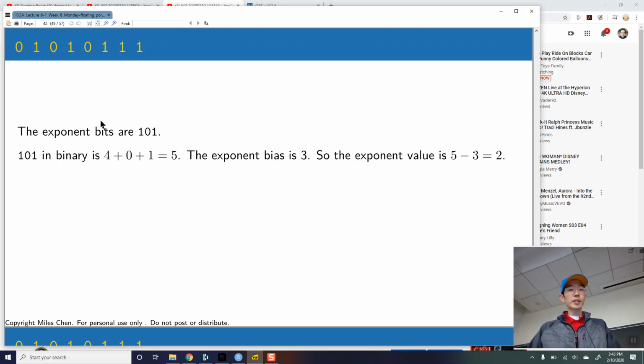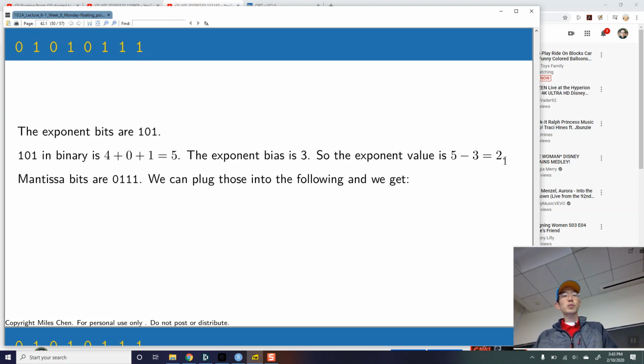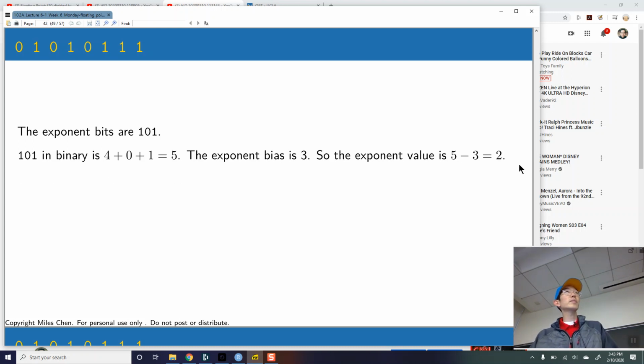And so here, the exponent bits are 1, 0, 1, and so when I convert that into binary, I get 5, okay? 1, 0, 1 in binary is 5, right? Our exponent bias is 3, so this value actually represents 5 minus 3, or 2. So I have an exponent of 2. Is that okay? So 1, 0, 1, which is binary 5 with a bias of 3, becomes 2.